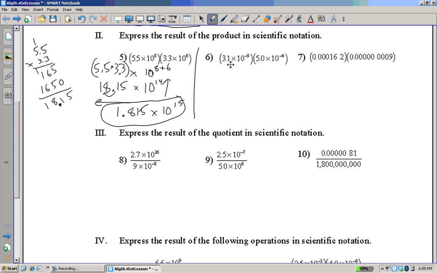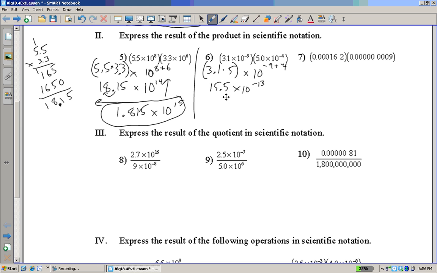All right, again, we're going to rearrange this. It's going to be 3 and 1/10 times 5, times 10 to the -9 plus -4. Well, first of all, 5 times 1, 5, 5 times 3, 15, 15 and 5 tenths times 10 to the, let's see, negative 9 plus negative 4 is negative 13.